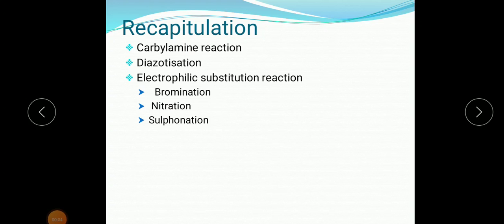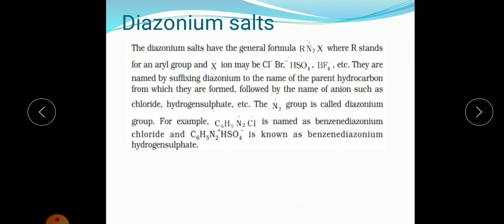In our last class, that is in yesterday's assignment, I gave you to cover this topic by previous learning. The first one was Carbylamine reaction, the second one was diazotization. Then I gave you to write down the electrophilic substitution products of aniline in case of bromination, nitration and sulfonation. So this was our yesterday's topic. Now today we are going to study about diazonium salts.